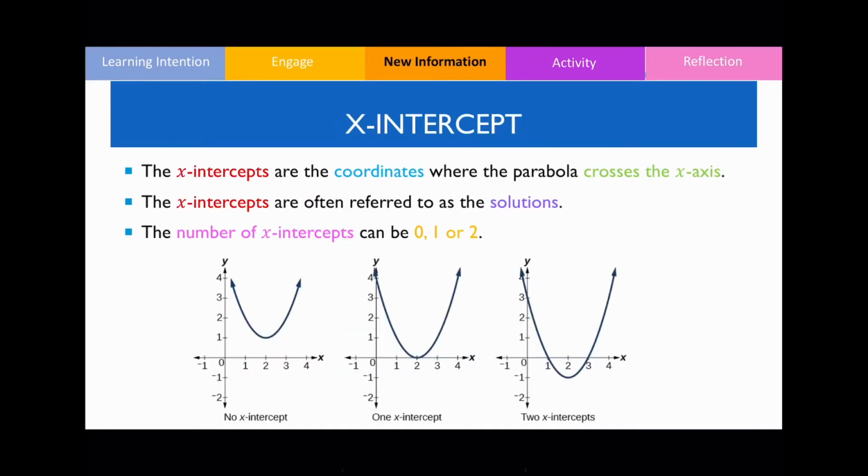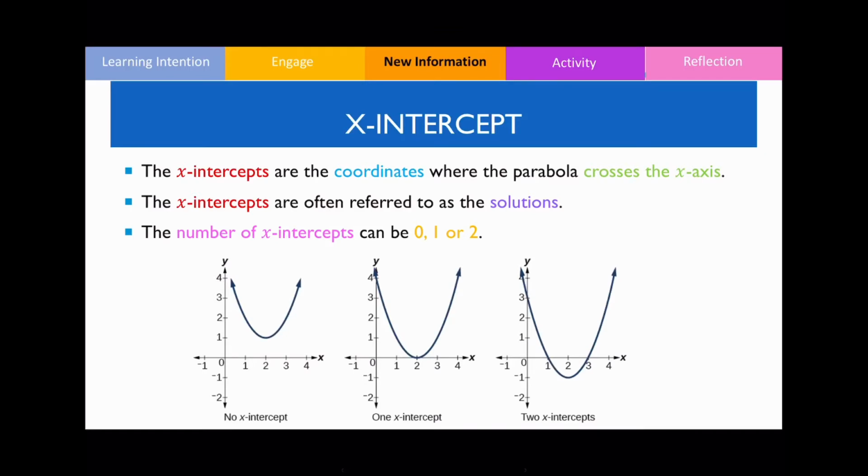The next key feature that I'd like to talk about is the x-intercepts. We already know that the x-intercepts are the coordinates where the parabola crosses the x-axis, and as I stated beforehand, the x-intercepts are often referred to as the solutions. As you can see on the diagram down below, the number of x-intercepts can vary. They could either have 0 x-intercepts, 1 x-intercept, or 2 x-intercepts. And this will just depend on how high or how low your parabola is shifted along the y-axis, okay?